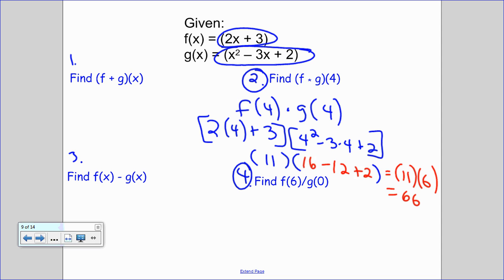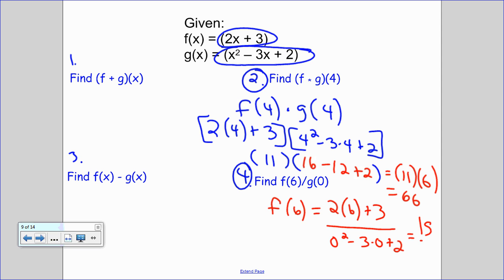Number 4 you should recognize. For f of 6 over g of 0. Well, that's just plugging 6 into f. So f of 6 is 2 times 6 plus 3. And then we'll divide that by g of 0, which is 0 squared minus 3 times 0 plus 2. And it looks like I get 15 halves as my output.